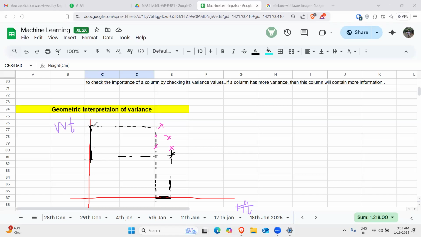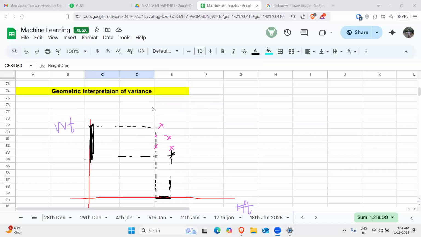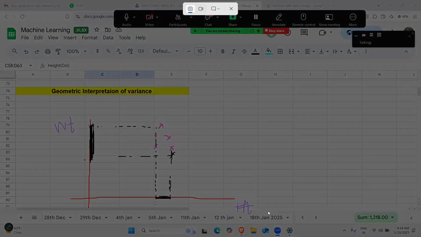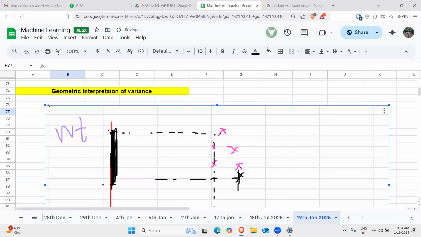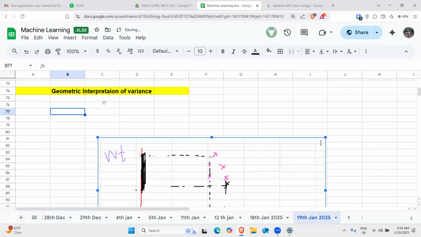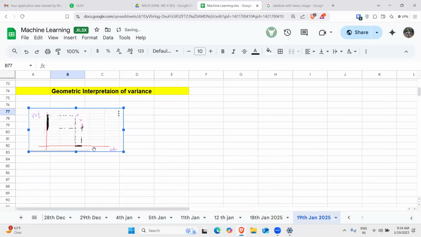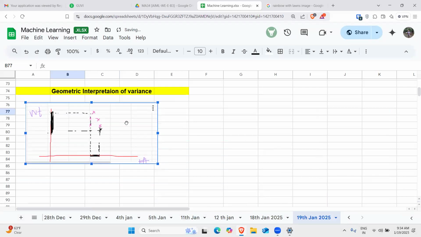And which value is high? Variance for weight is high or variance for height is high? Yes, guys. Height is less, weight is high. So weight is more important than height. Why? Because it has a lot of spread we can consider, no? Variance as information. It gives you more information about that column.